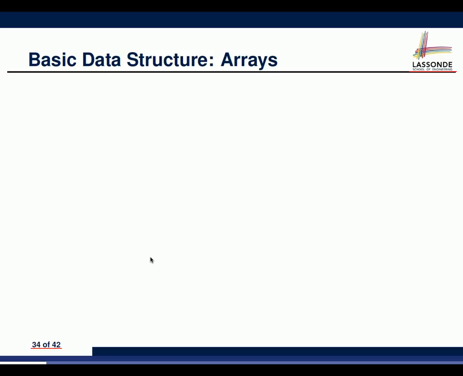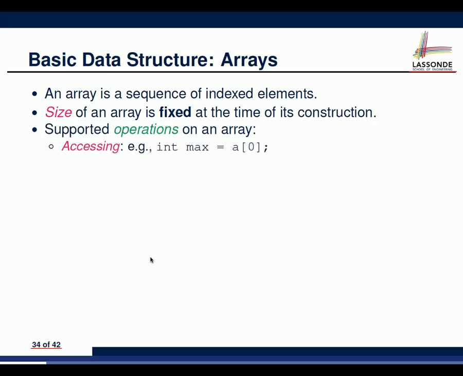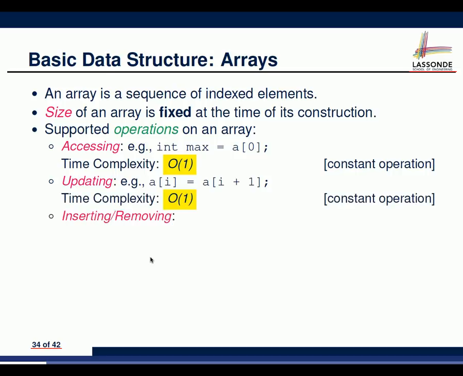Okay, again, we talk about arrays. Since we talk about asymptotic upper bounds, let's see the various operations we can perform on an array, so we know which one's cheaper, which one's more expensive. The array is a sequence of indexed elements, and the size of the array is fixed. Now let's see the various operations. If you just want to access an array element, what will be the asymptotic upper bound? Constant. Very good. Big O of 1.